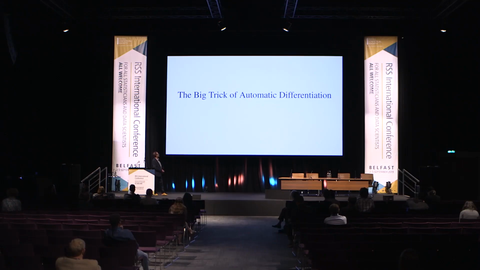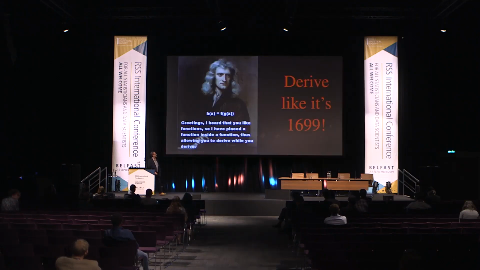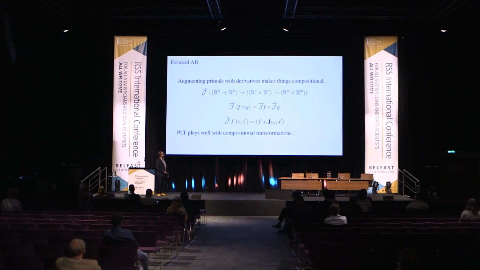So okay, here's the big trick to get AD to work. And basically, you're going to derive it like it's 1699, yeah? If you have a composition of two functions, well, there's the chain rule. And we need to tweak the chain rule to make it work well for us. If you just take the chain rule naively, it doesn't play well with computation because it's not symmetric in the two things that you're chaining together. But if you make tuples, then it works.